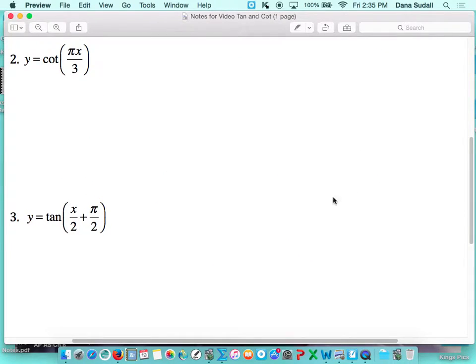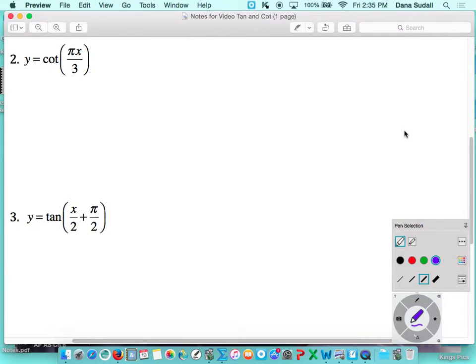For this one, we have cotangent. Same idea, we'll find the zeros and so on. Remember, the cotangent decreases left to right. Since it's positive cotangent, it will stay the same, decreasing left to right. The period is going to be pi divided by b, which is pi over pi over 3. If you simplify that, you'll get just 3 for the period.